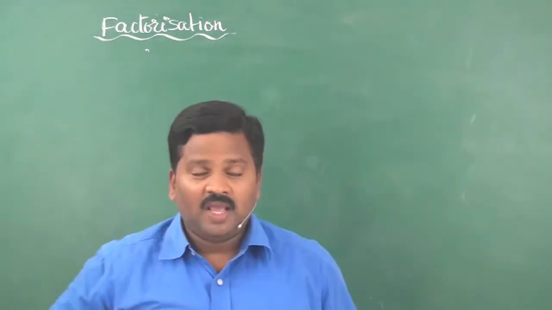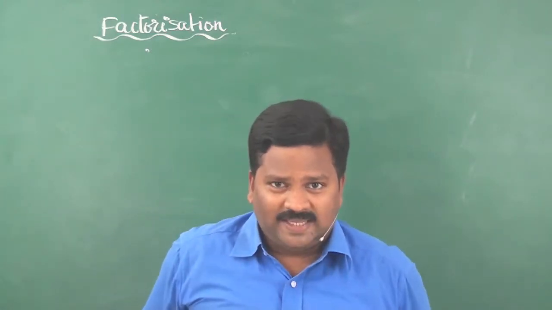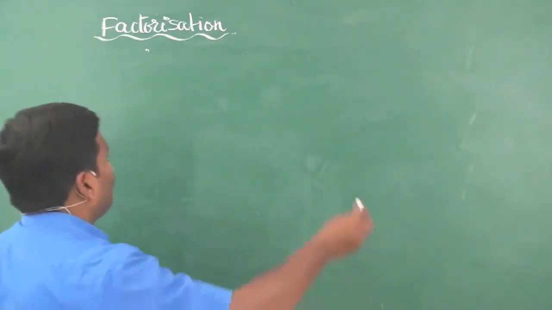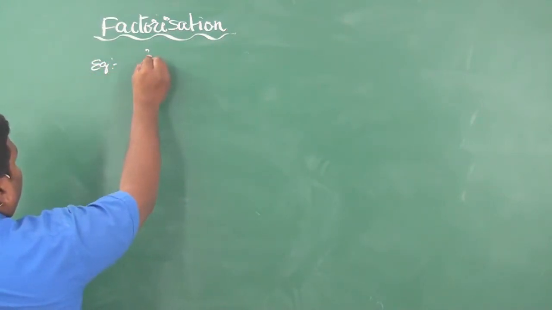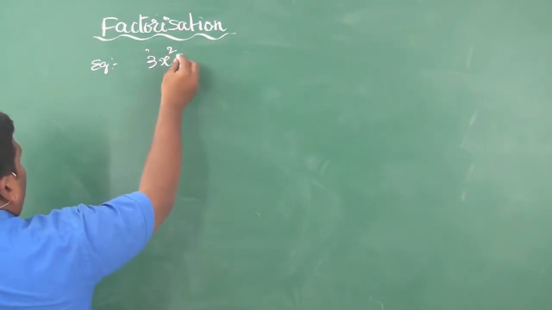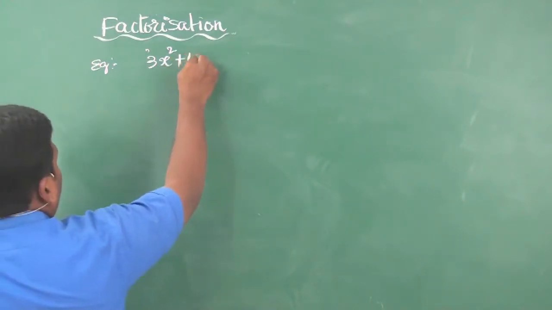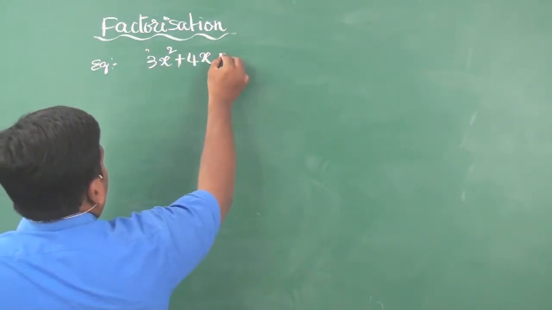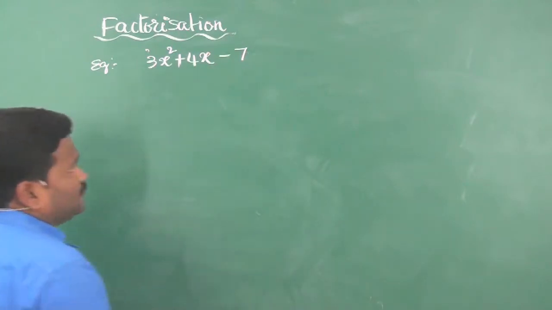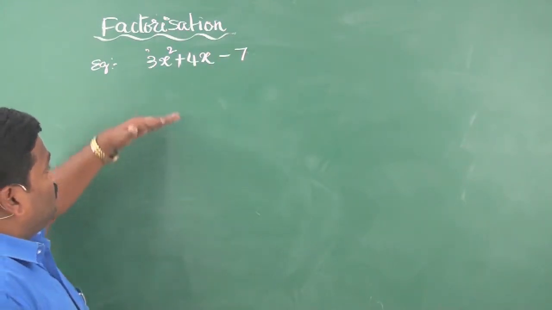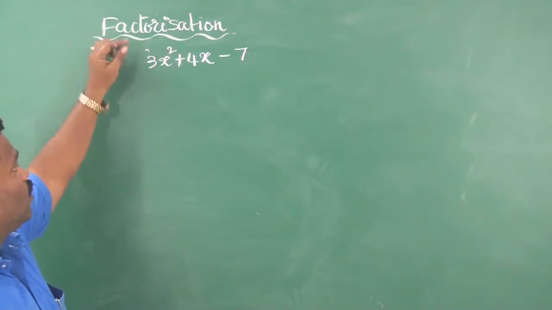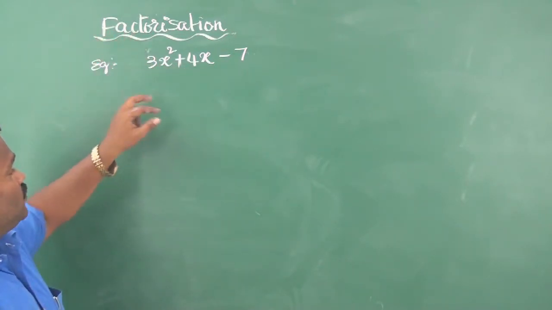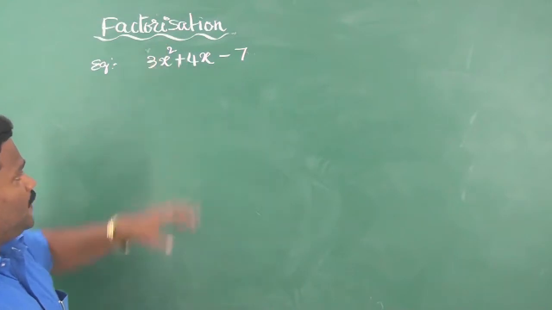Is it clear? Let us discuss one more example. 3x square plus 4x minus 7. This is also a non-monic quadratic polynomial, or general quadratic polynomial, since the coefficient of x square is 3.